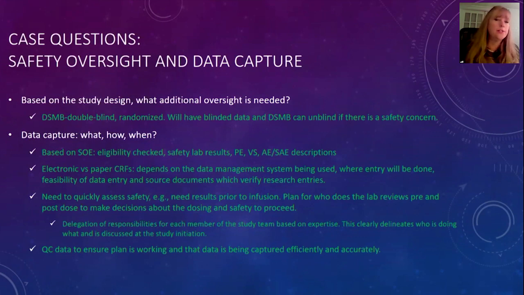Whether electronic versus paper CRF is appropriate depends on the data management system being used, where the entry will be done, which includes the feasibility of data entry on site, and access to source documents to verify the research entries. If the study takes place in a remote setting where access to either an electronic system or the internet is needed, and the researchers are out in the field, it might be necessary to use paper CRFs and record observations on source documents, and then take that information back to the data management center to enter the data onto a CRF or into an electronic system.